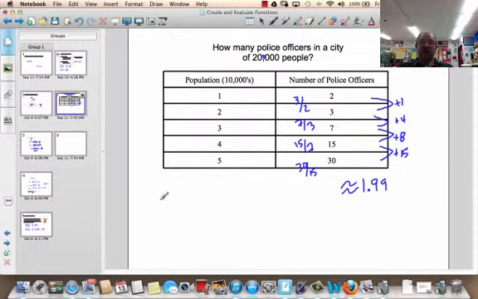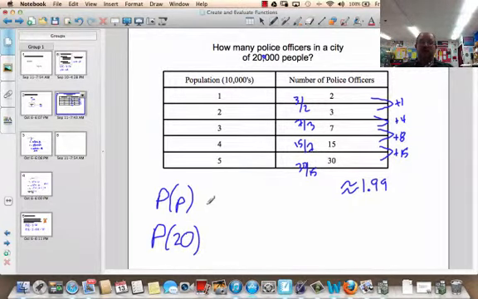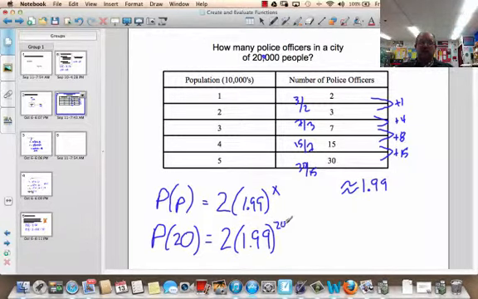So if you remember, we'd write an equation, a function, and this one's going to be the number of police officers as a function of population. And we want to know the capital P of 20, which would be like 200,000 people. So our function is going to be an exponential equation, 2 times 1.99 to the x power. And so if we go to the calculator, we're going to do 2 times 1.99 to the 20th power.